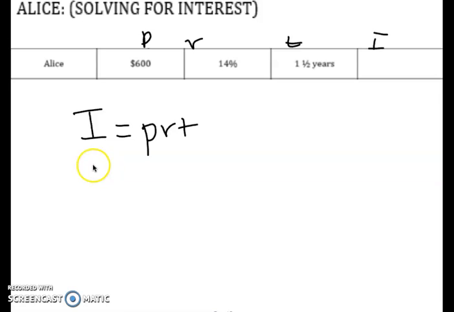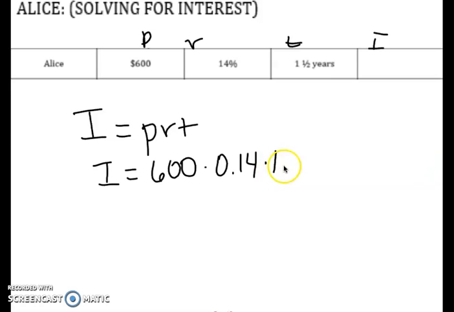So we're going to sub in what we know. We are solving for I, so it makes it very easy. PRT is multiplied. So we just sub in the 600 for the principal. The rate, we need to make a decimal, so it becomes 0.14. And the time we express as a decimal as well. 1.5 years is 1 5/10. And then on your calculator, you just multiply 600 times 0.14 times 1.5 years. And when you do this, you should realize Alice earns $126 interest.